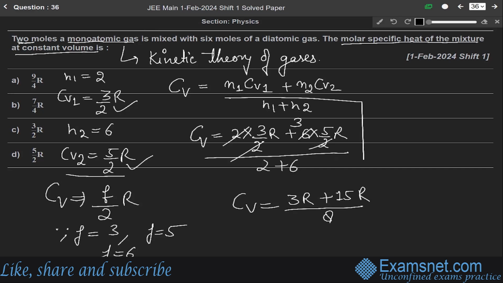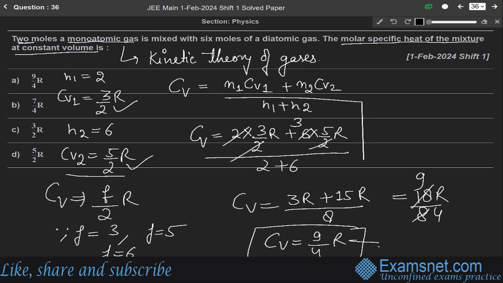So we get 18R over 8. So we get 2 9s are 18, 2 4s are 8. So CV will be equal to 9 over 4 R. So this is our final answer, 9 over 4 R. So the correct option is option A.